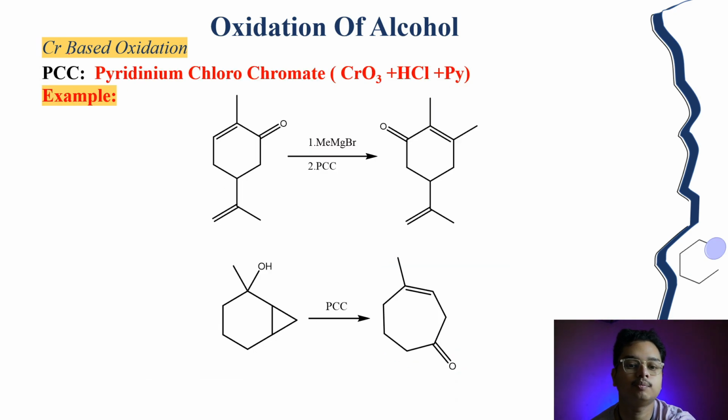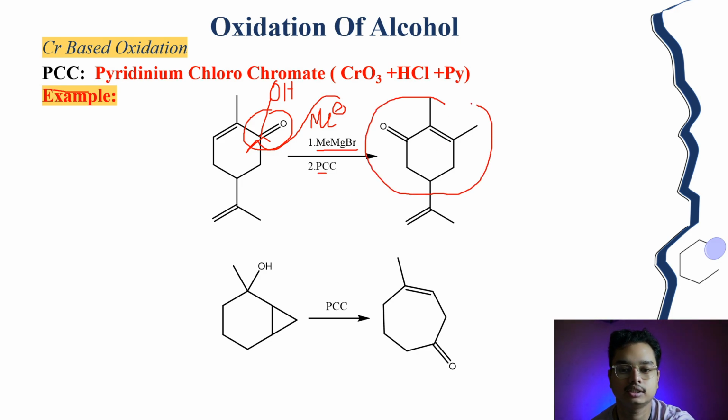Now let us talk about some PCC examples. Here you can find that this is your ketone. First, it is treated with Grignard reagent. Grignard reagent treated means that methyl enters here, and it will generate an alcohol. So this looks like a tertiary allylic alcohol, and then PCC is there. That means the Babler oxidation takes place, and the final product is this. It is your homework to do the mechanistic pathway at home.